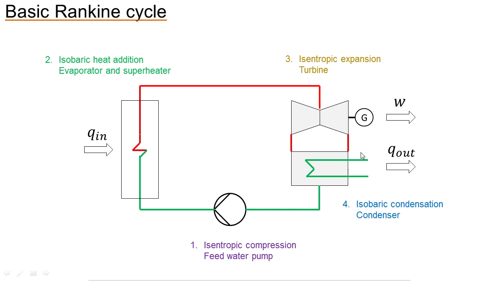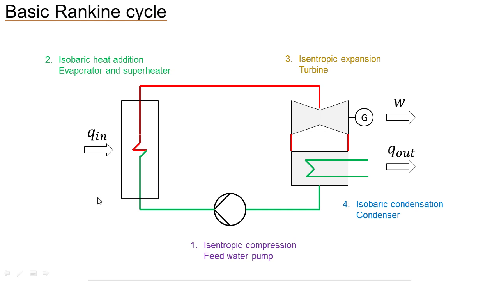And this condensation is happening at a constant pressure. You have no pressure loss here. You have the same pressure at the input of the condenser and at the output of the condenser. This is very important to know, that the pressure is the same here and it's the same here.